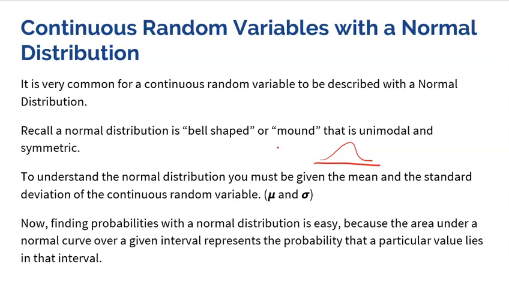Now, finding probabilities with the normal distribution is really unbelievably easy because the area under a normal curve over a given interval represents the probability that a particular value lies in that interval. And I know you might be like, oh, you said it's easy, that doesn't sound very easy. Well, trust me, it is very easy, and you'll find that out in this video.